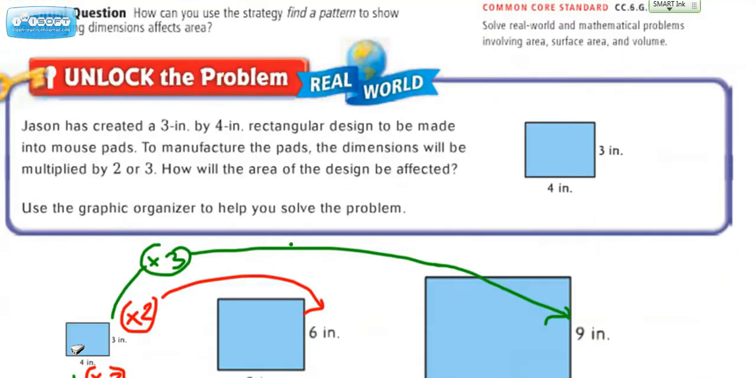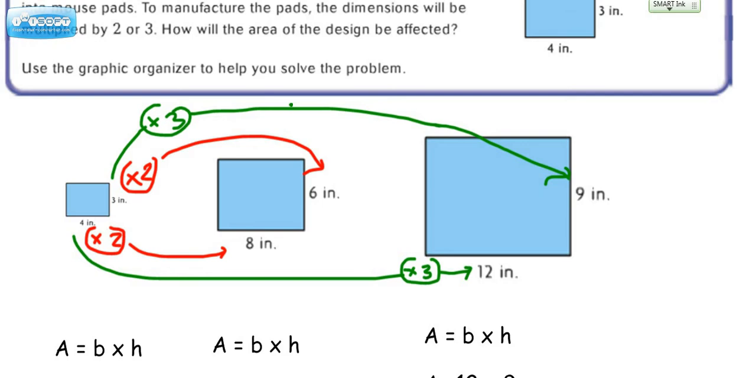Alright, what I've done at the bottom here is, here's the original shape right here, which is a 4 by 3. And we're going to multiply it by 2 first to make the bigger shape. If we do 3 times 2, we're going to get 6, and if we do 4 times 2, we're going to get 8. If we take the original shape and multiply the dimensions by 3, 3 times 3 would give you 9, 4 times 3 would give you 12.